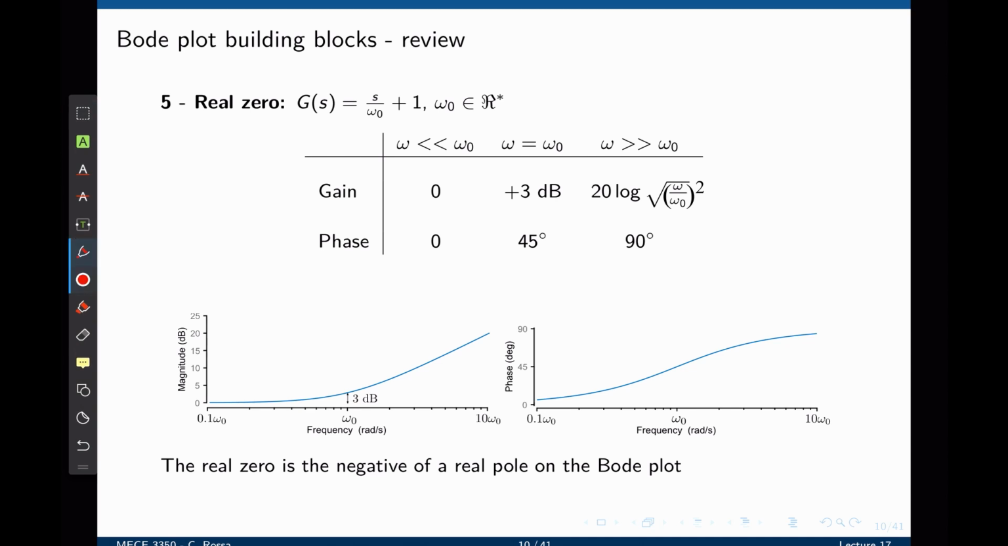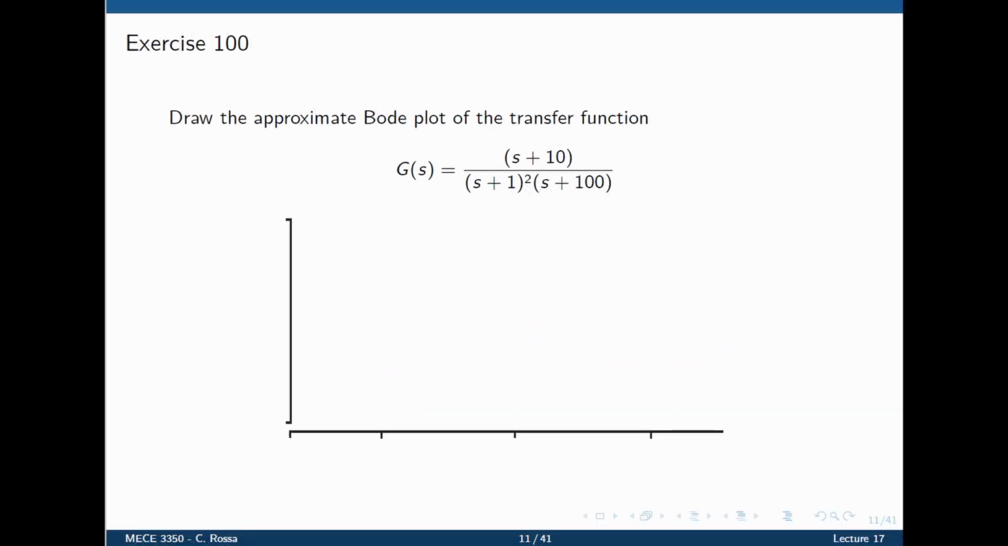If you look at a Bode plot for a real zero, you see that the magnitude goes from 0 up to 3 decibels at the cutoff frequency and then goes up following a slope of positive 20 dB per decade. The phase goes from 0 to 90 degrees, passing at plus 45 degrees at the cutoff frequency. This is what we covered in lecture 16. Here we are going to introduce complex poles and complex zeros as the final building blocks for Bode plot. Before we do that, let's cover one more exercise using real poles and zeros.